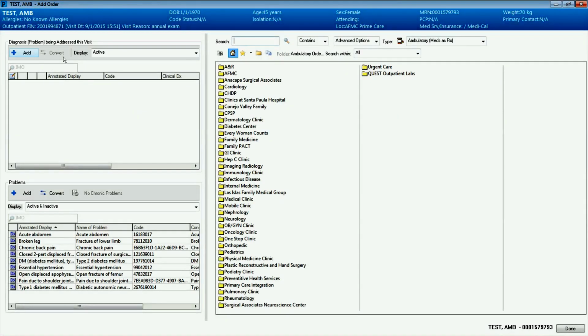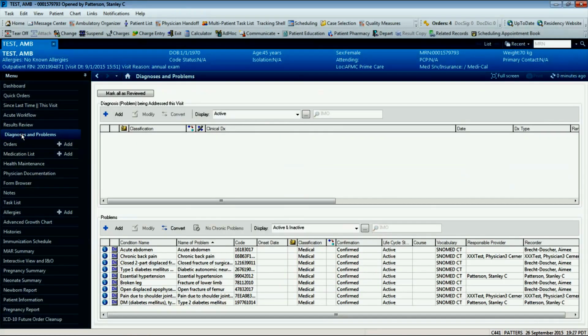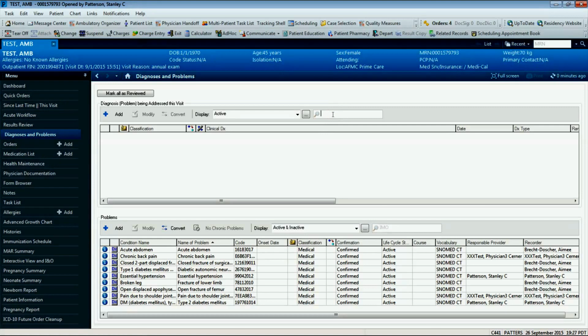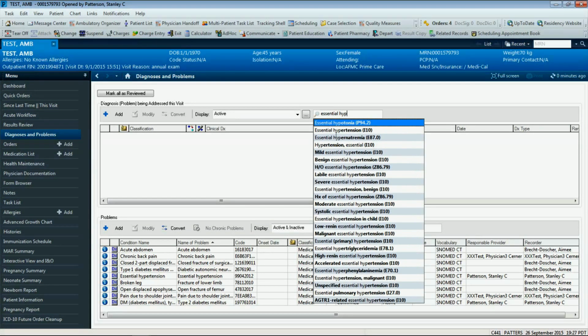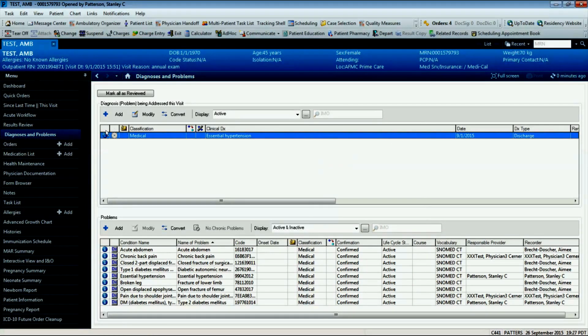So this will be your search field here. And I know there are people who like to put in their codes to the dashboard. It all depends on what you prefer. Okay, so let's talk about essential hypertension. That would be your first diagnosis, right? Notice how you get a target symbol.